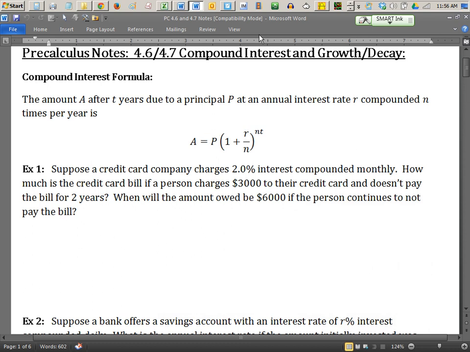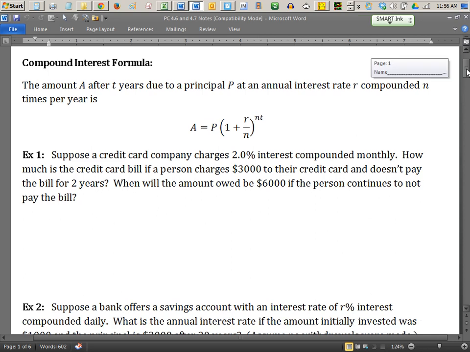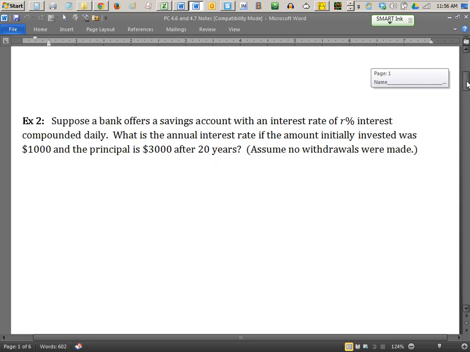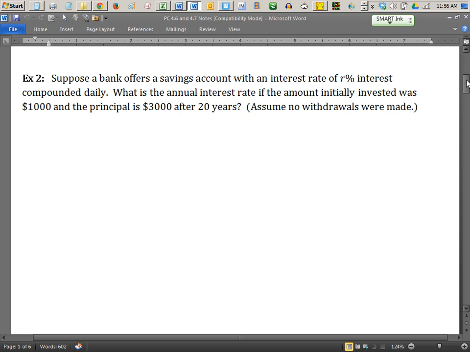Same formula. This time the unknown is r. So it's a matter of isolating r. I probably wouldn't give this to an Algebra 1 class, or an Algebra 2 class even, but this is pre-calc. So this problem is a little different. This time the rate is unknown, okay? And it is $1,000 at the outset, and it ends up being $3,000 in the end.